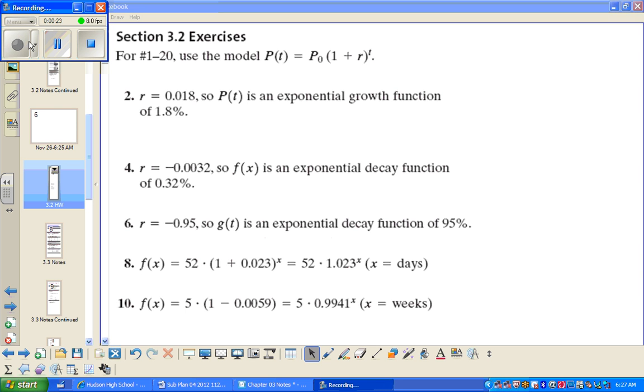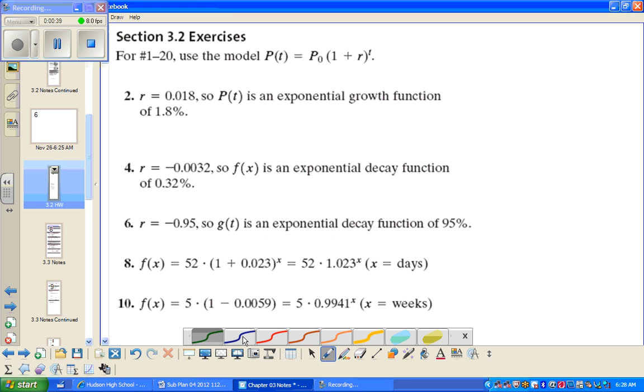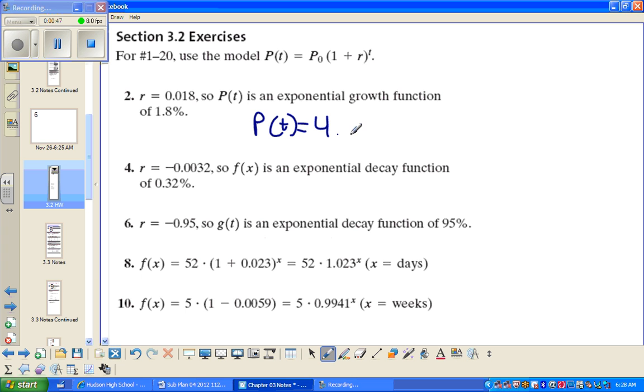For numbers 2 through 6, you were asked to tell whether the function was exponential growth or exponential decay, and then find the constant percentage rate of growth or decay. So for number 2, it was an exponential growth function. The function was P of t equals 4.3 times 1.018 raised to the t. Obviously, that's exponential growth because the base is larger than 1.